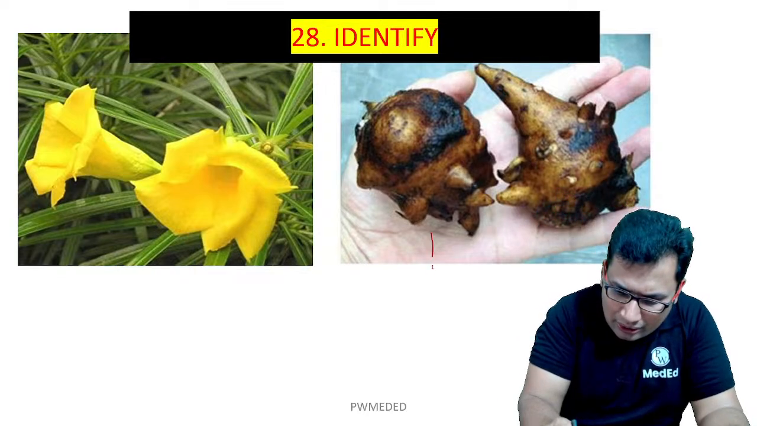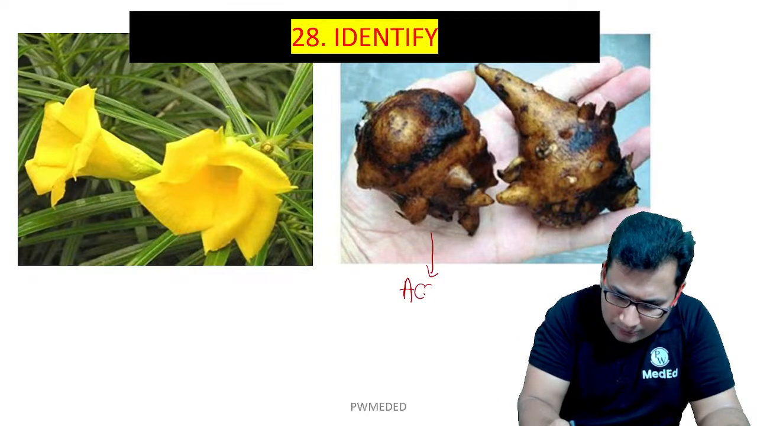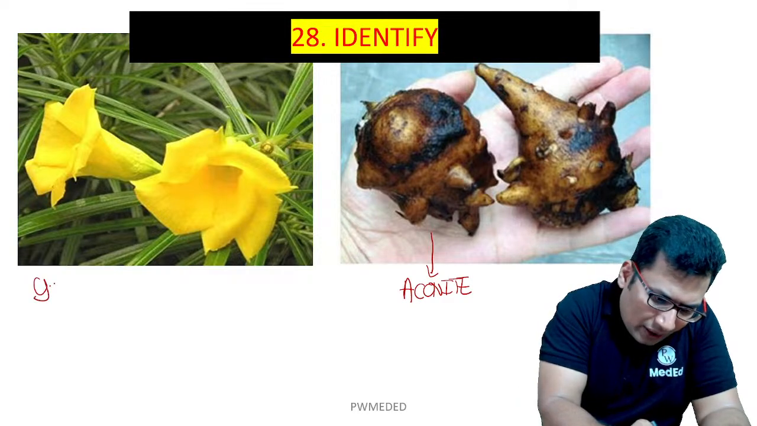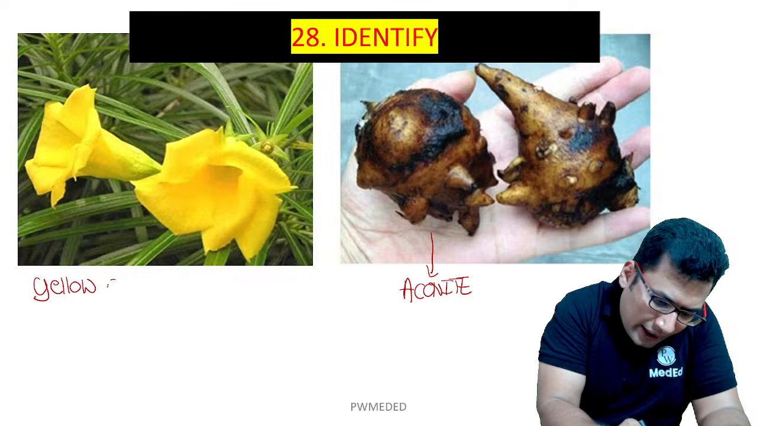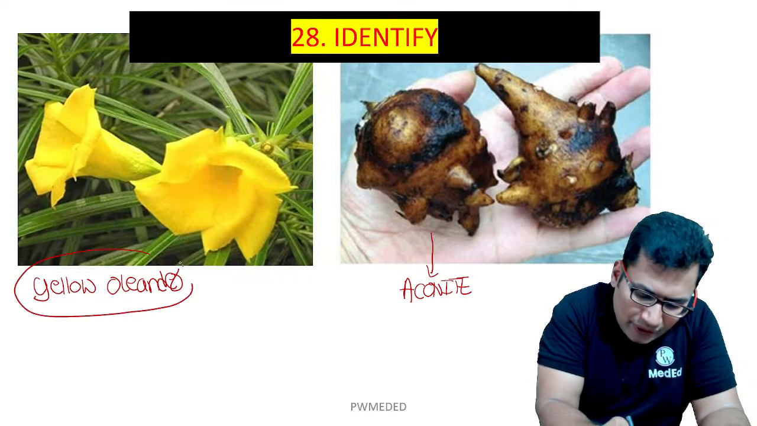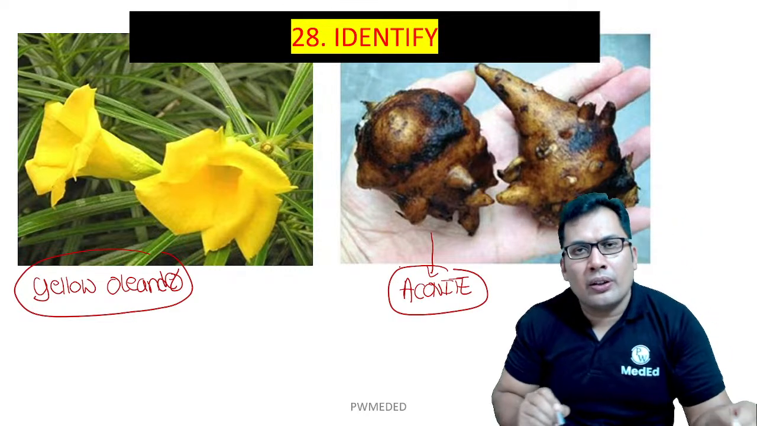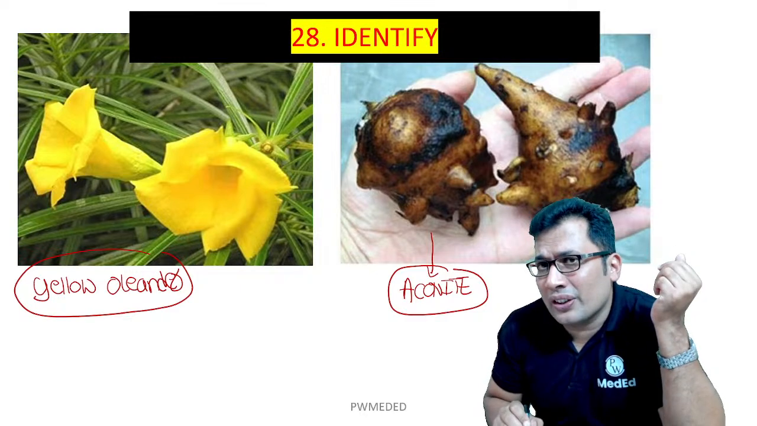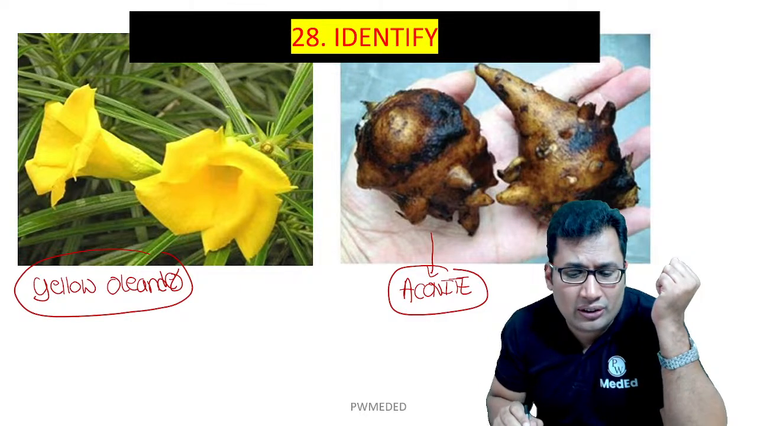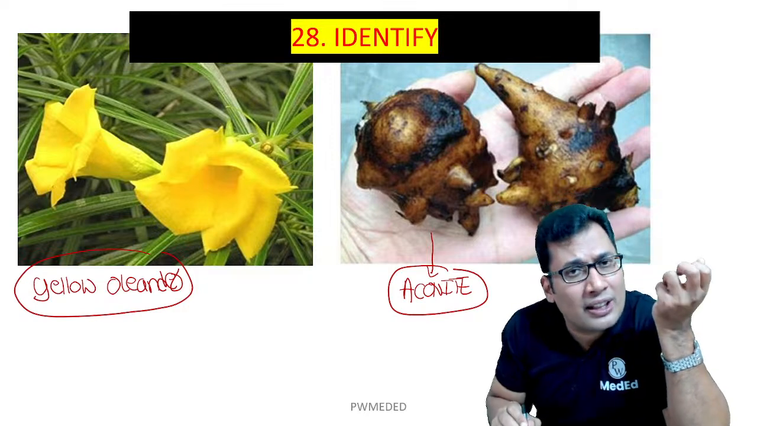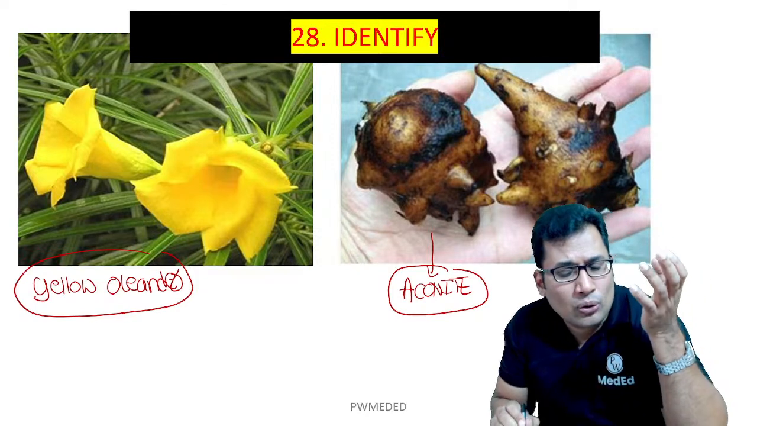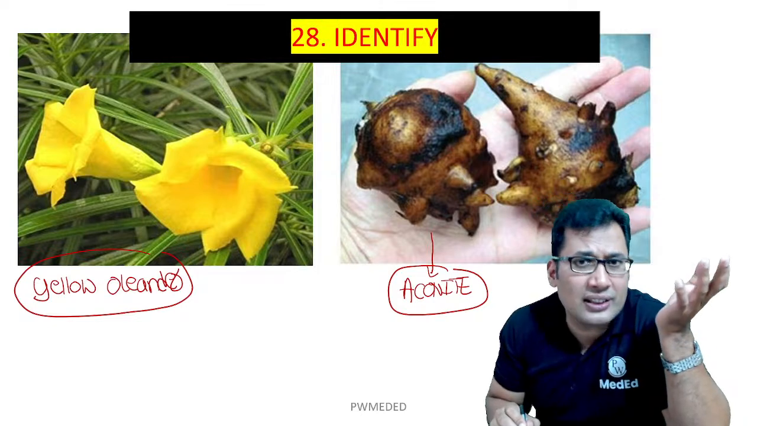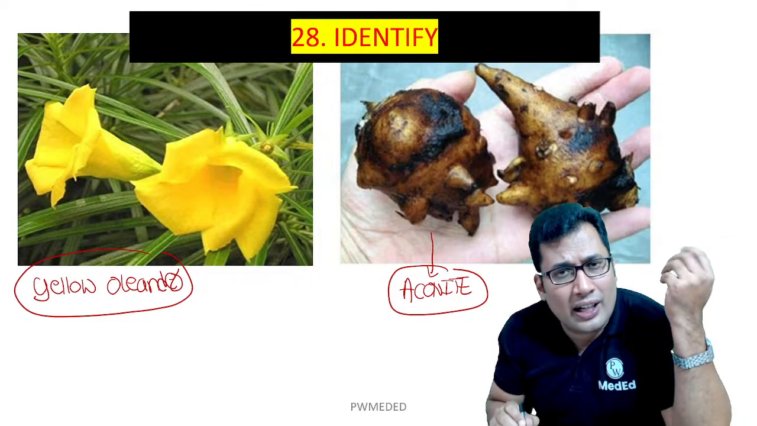One is the aconite. So this is the aconite root. And this is yellow oleander. Both are cardiac poisons. In fact, aconite is known as queen of all poisons. It is one of the ideal homicidal agents. So it causes bradyarrhythmias and death. So aconite, oleander, digitalis, digoxin, all these are cardiac poisons.